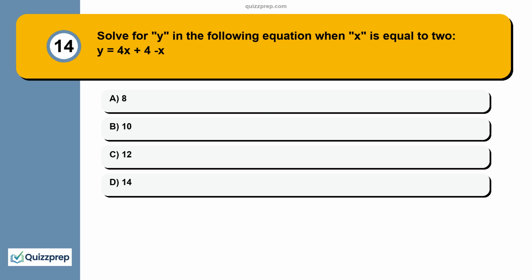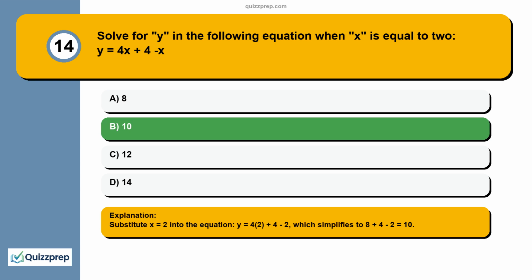Question 14. Solve for y in the following equation when x is equal to 2: y equals 4x plus 4x. 8, 10, 12, 14. Substitute x equals 2 into the equation: y equals 4(2) plus 4(2), which simplifies to 8 plus 4(2) equals 10.